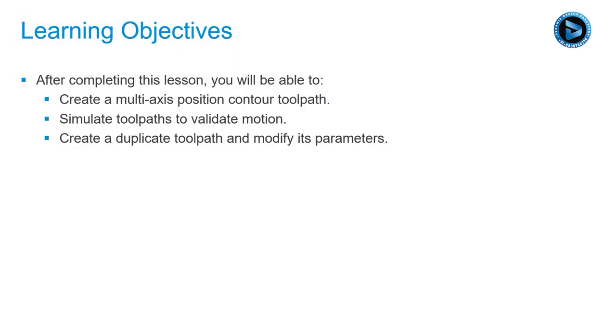In this lesson, we'll be creating a 3+2 pocketing toolpath. After completing this lesson, you'll be able to create a multi-axis position contour toolpath, simulate toolpaths to validate motion, and create a duplicate toolpath and modify its parameters.